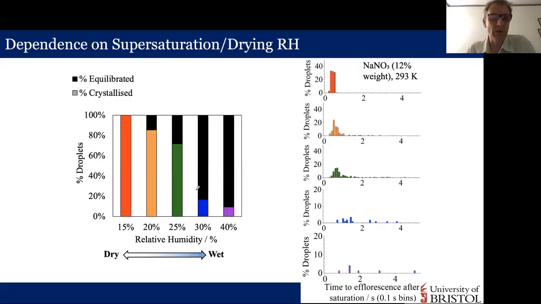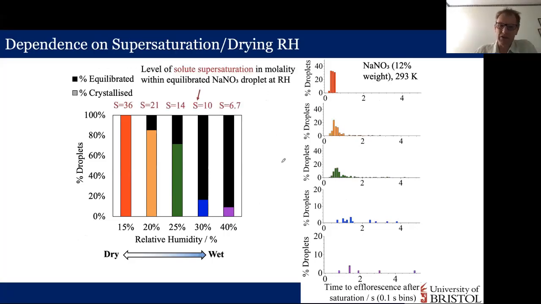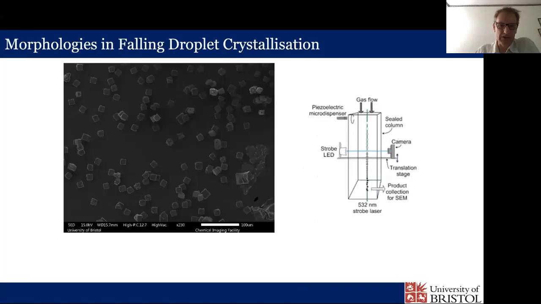But if we look how that changes with the supersaturation or the drying rate, so if we increase the humidity, we decrease the drying rate, and essentially we're changing the equilibrium supersaturation. And you can see that at the lowest humidity, the highest drying rate with the highest supersaturation, I think these are mean supersaturations, then we get 100% crystallization. But as we decrease the drying rate, we are decreasing the supersaturation, and we get less and less crystallization. And you can see that in these distributions here of the time to crystallize as well. So that's looking at crystallization on the small scale.